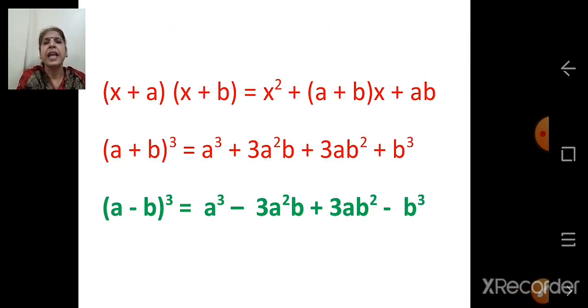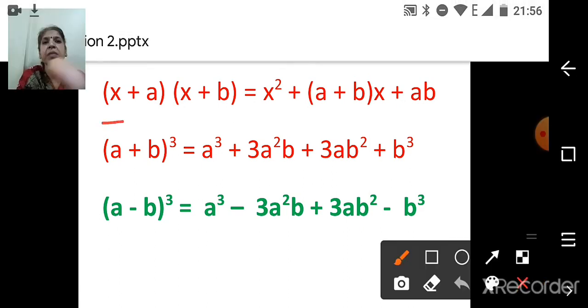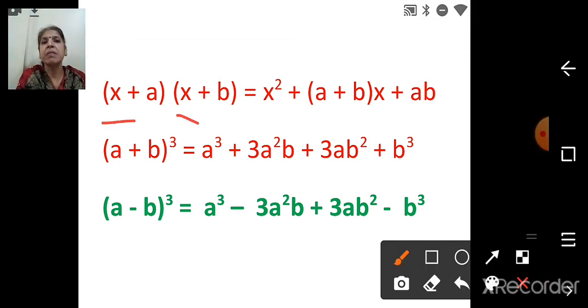Next is (x plus a) multiplied by (x plus b). Here the first term is the same, and which is that first term? X. So the formula is x square plus (a plus b) multiplied by x plus ab. X square, that is the square of the first term, plus the addition of the second terms multiplied by the first term, and then the product of the second terms.